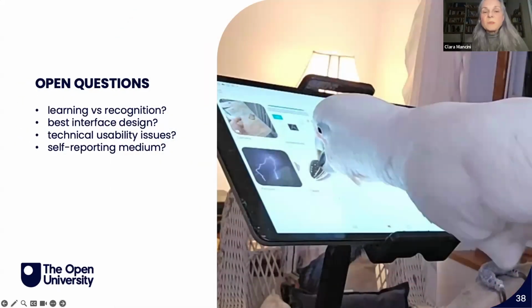So this work opens many interesting questions. What are the parrots' sense-making mechanisms at play here? Is it just associative learning and the resulting conventions, or do the parrots recognize iconic representations as such? And if so, what level of fidelity is required?